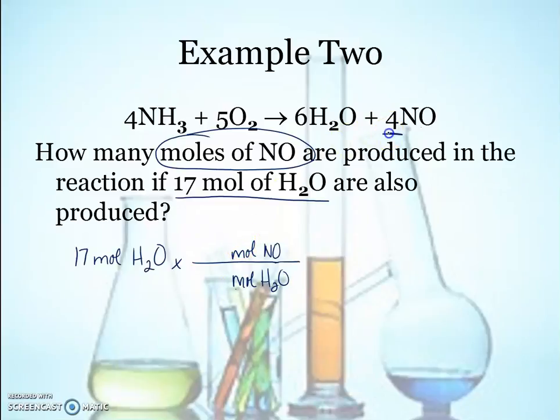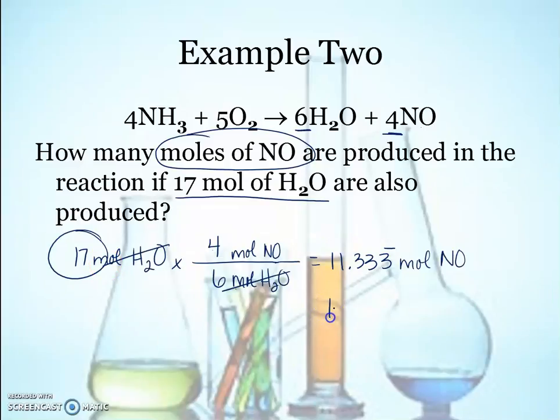So nitrogen monoxide has a 4 in front of it, and water has a 6 in front of it. Okay, there's my mole ratio. Moles of water cancel. I'm left with moles of nitrogen monoxide in my answer. And now all I have to do is the math. So we plug in 17 times 4 divided by 6, and that gives us 11.333 repeating. Okay, 2 significant figures, so we'll have 11 moles of nitrogen monoxide.